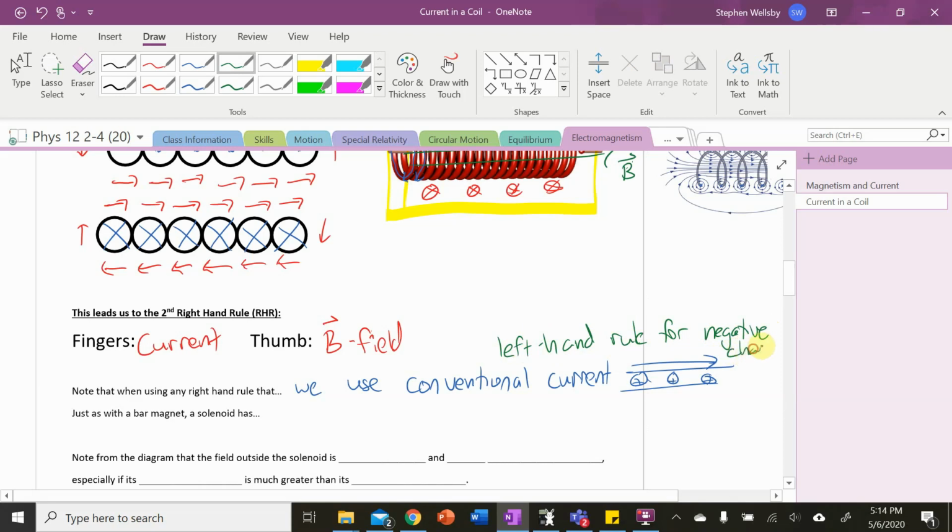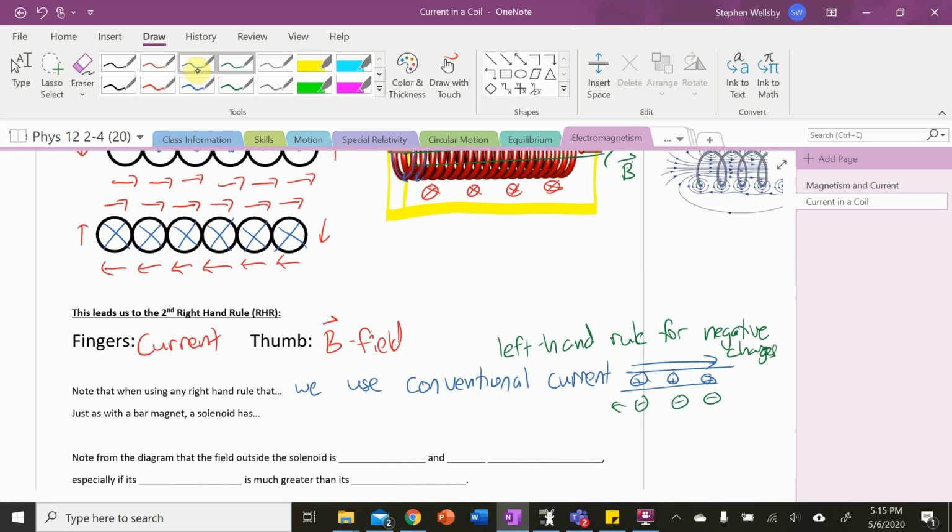And what you'll find is that if you think about negative charges moving backwards, you'll still end up getting the exact same direction of magnetic field if I use my left hand here. And this works no matter what right-hand rule you're using. If you use the left-hand rule, you're talking about negative charges moving backwards; right-hand rule, positive charges moving forward.